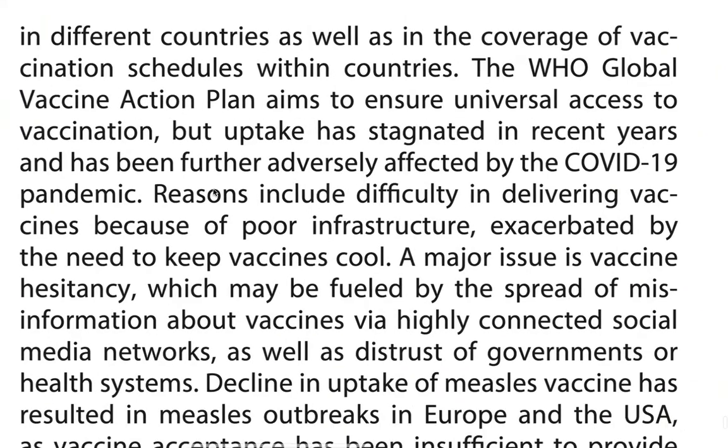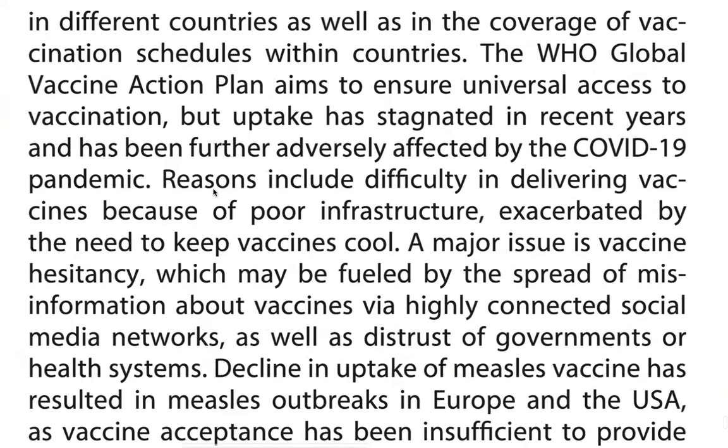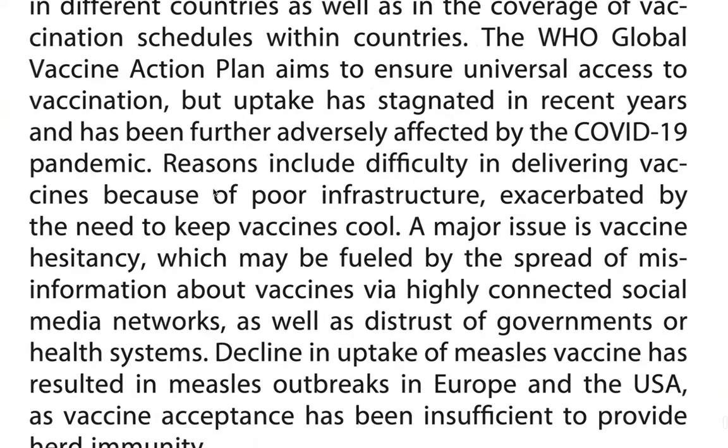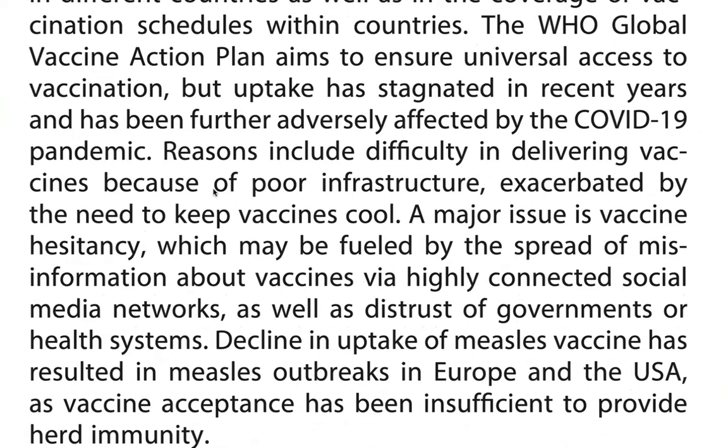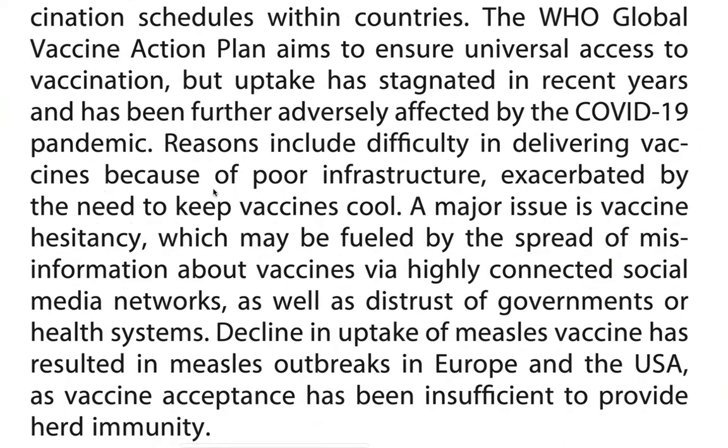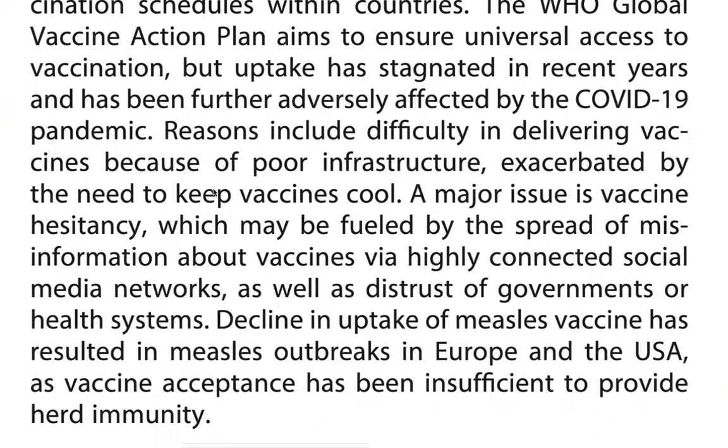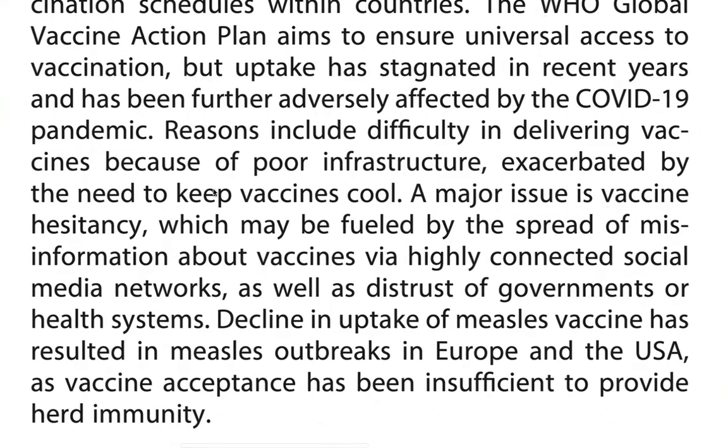The WHO Global Vaccination Action Plan aims to ensure universal access to vaccination, but uptake has stagnated in recent years and has been further adversely affected by the global pandemic. Reasons include difficulty in delivering vaccine because of poor infrastructure, exacerbated by the need to keep children in school.